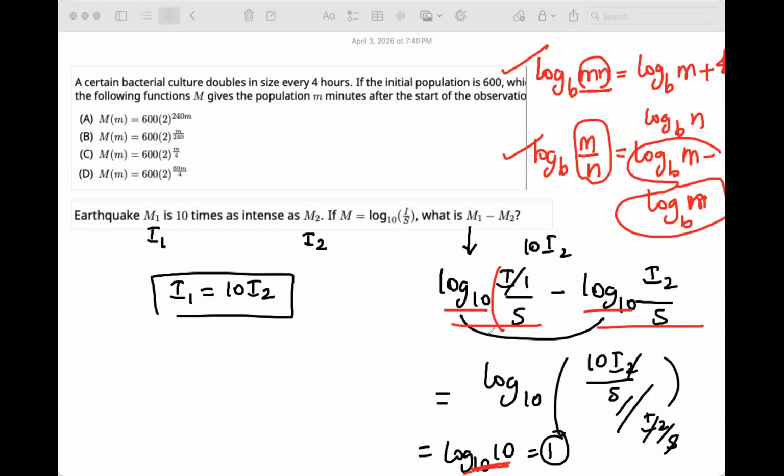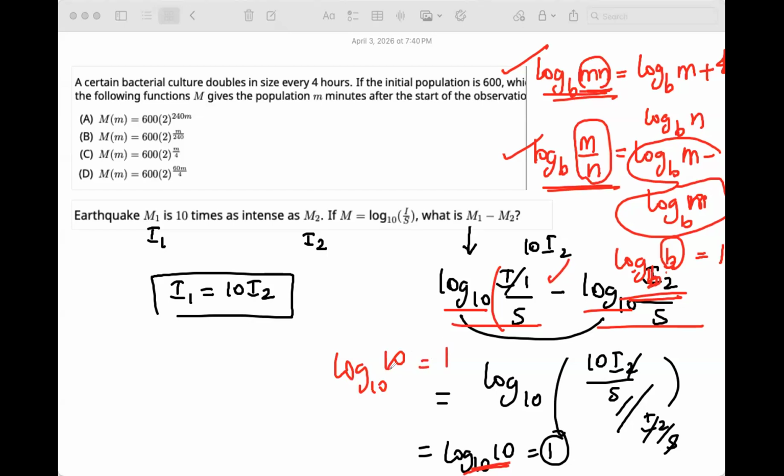Another property of logarithms says the log of a number, if the base is also the same number, is 1. So in logarithmic functions, this is the product property, this is the quotient property, and this is another property where the base and the number are the same, then the answer is 1. So here log base b of b is equal to 1.